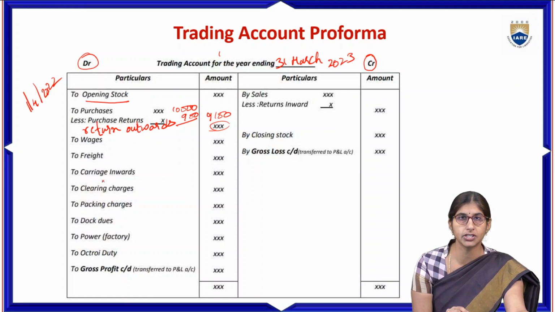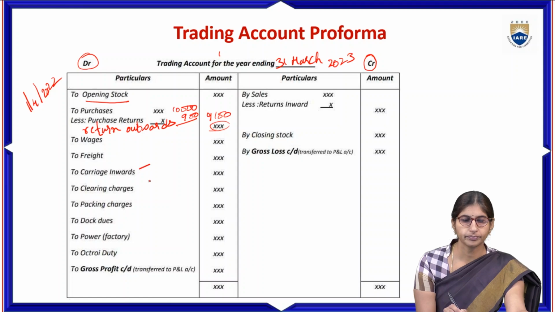Next one is carriage inwards. Carriage inwards is also a transportation cost. To get the goods or to receive the raw material into the manufacturing unit, we may incur certain transportation charges, that is carriage inwards.